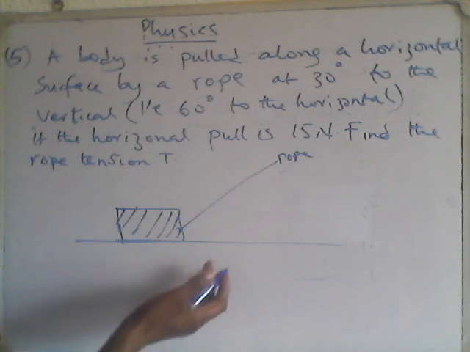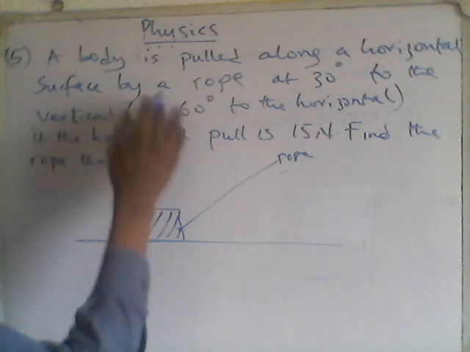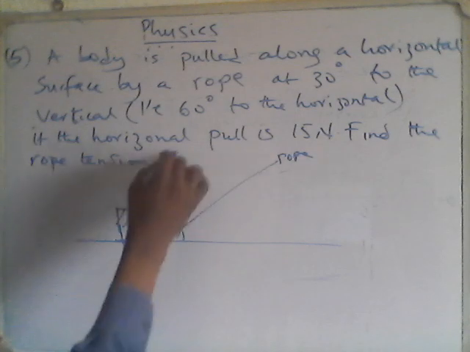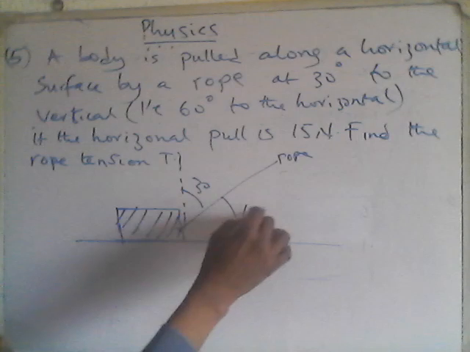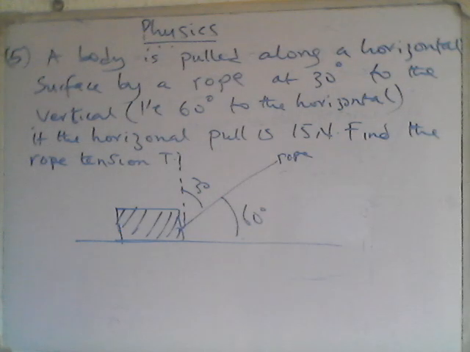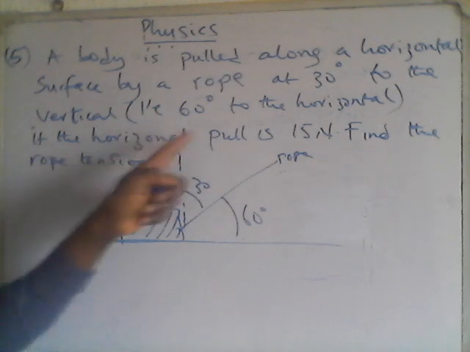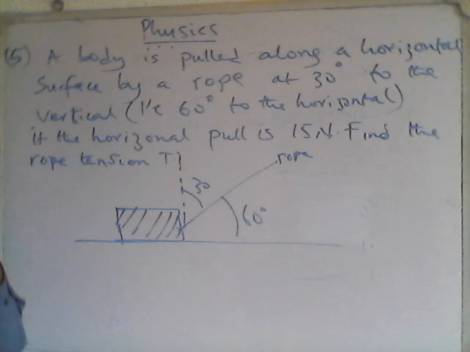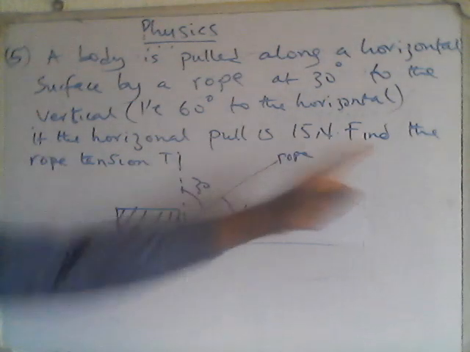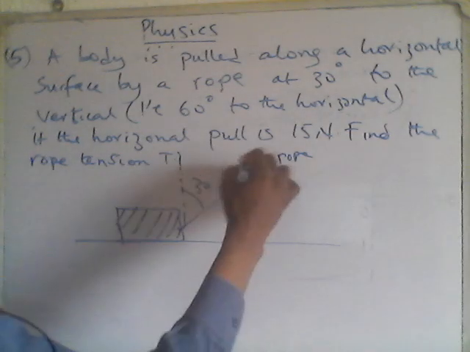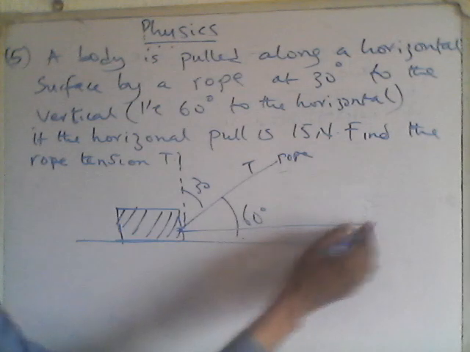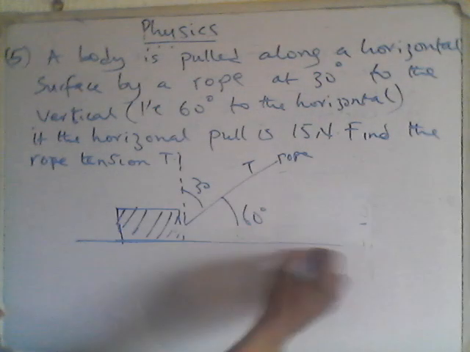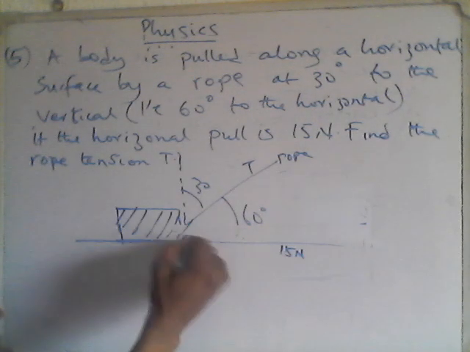Okay, so where is vertical and where is horizontal? This is horizontal, this is vertical. So it's 30 degrees to the vertical. So if I do my line like this, this is 30 degrees, but 60 degrees to the horizontal. You understand? So if the horizontal pull is 15 Newton, find the rope tension. So this is the rope tension we're looking for. But as this thing is moving like this, the force that is moving it, the horizontal pull, is 15 Newton.